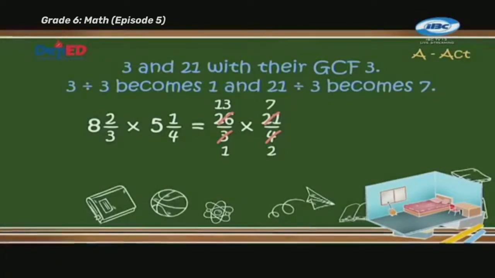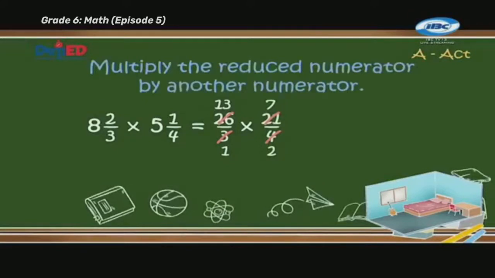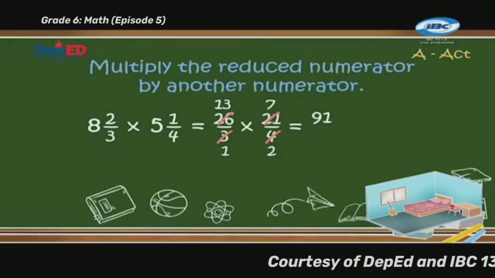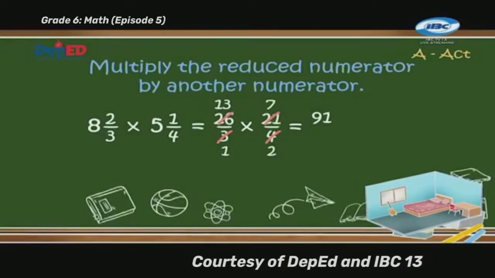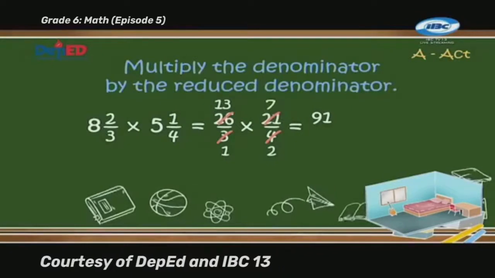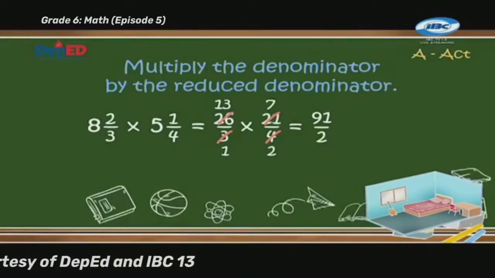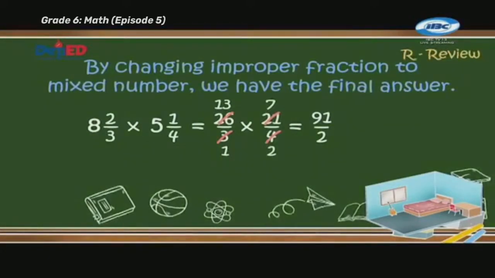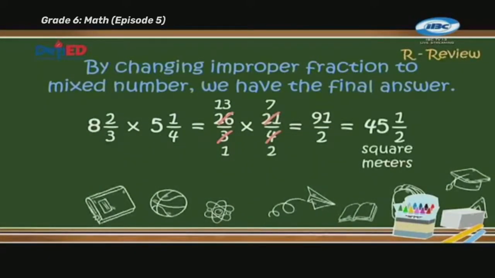Then, multiply the reduced numerator by another numerator. 13 times 7 equals 91. Also, multiply the denominator by the reduced denominator. 2 times 1 equals 2. Now, we have 91 halves. By changing improper fraction to mixed number, we have the final answer, 45 1/2 square meters.